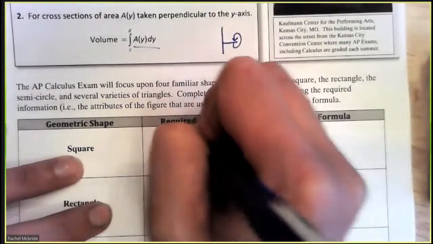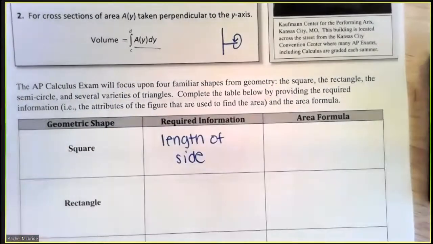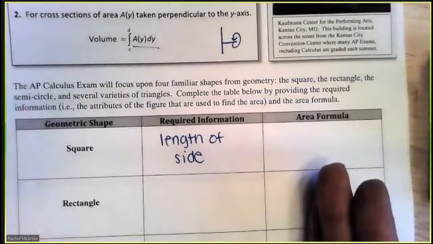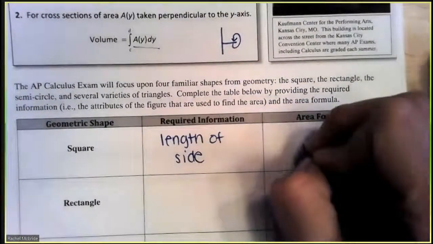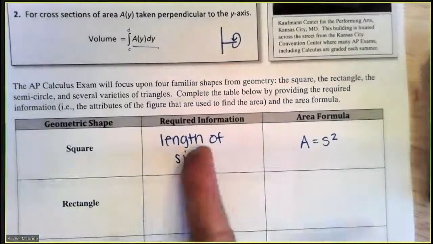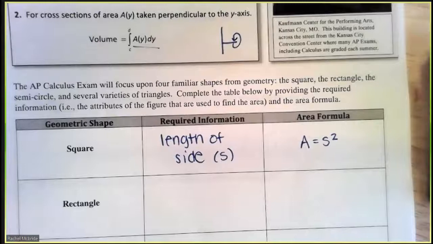If we have a square, we need to know the length of a side. And that should make sense. If we know the length of the side, then we can find the area of the square. So the area of a square is s squared, where s represents the length of the side.